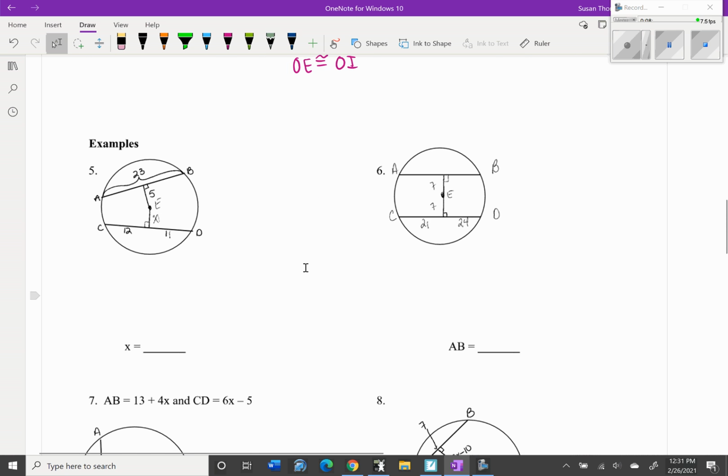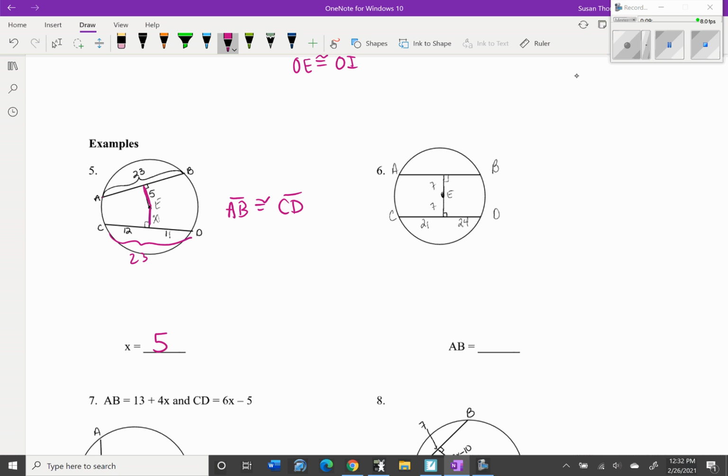So let's go ahead and look at these examples. We want to solve for X in this case. So 12 plus 11 means that this length is 23, which means that AD and CD are congruent. So since AB is congruent to CD, then that means that this length here has to be equal to this length, and that length is 5, so that means X is equal to 5 in this case.